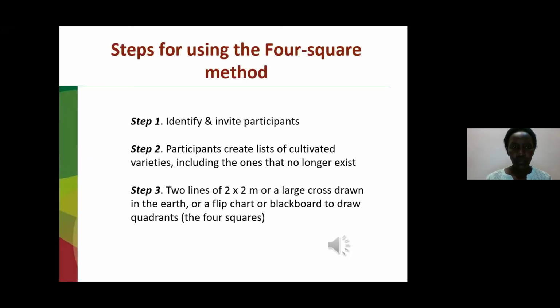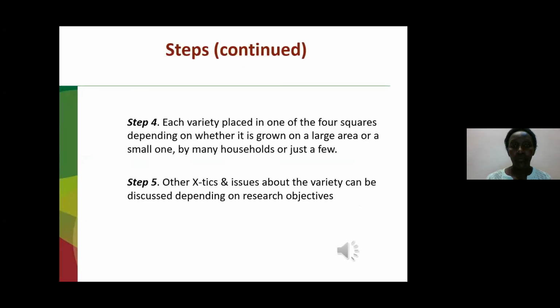Thirdly, the participants draw 2 lines of 2 by 2 meters or a large cross, either on the ground or on a flip chart or blackboard, and these represent the quadrats or 4 squares that you've just looked at in the previous slide. The 4th step entails placing each variety in one of the 4 squares, depending on whether it is grown on a large area or a small one, and by many households or just a few.